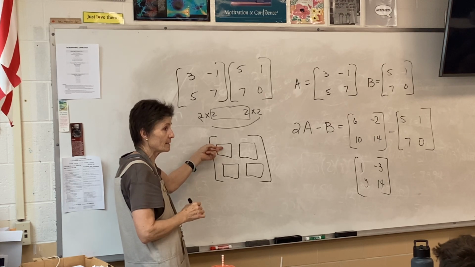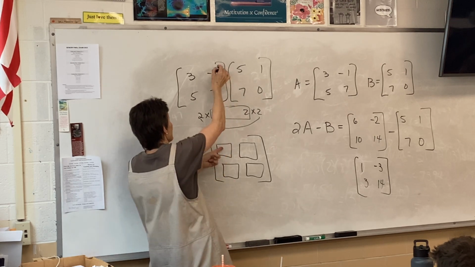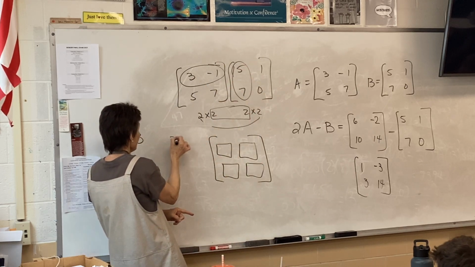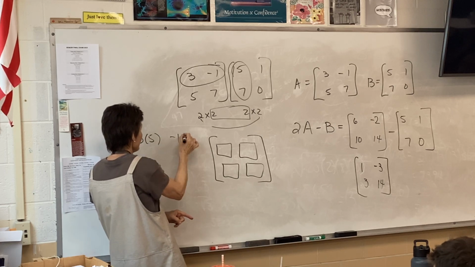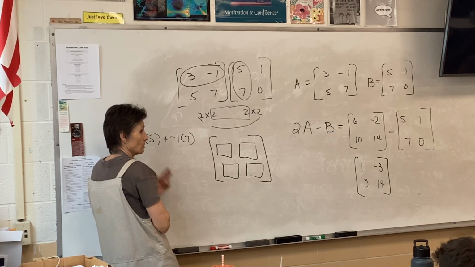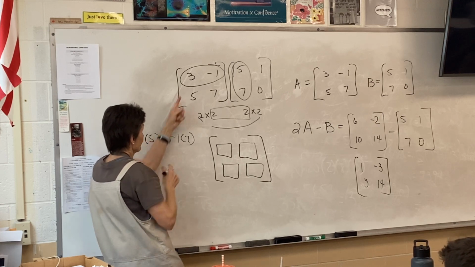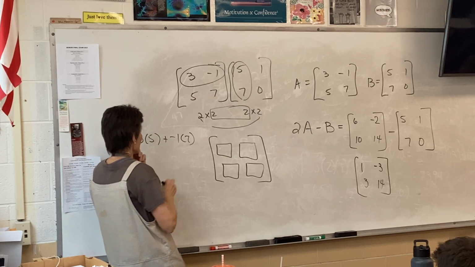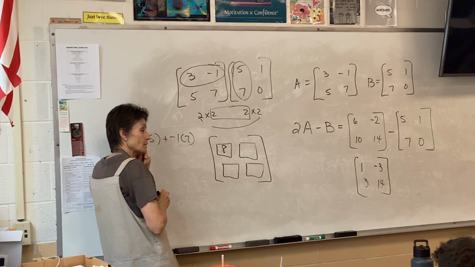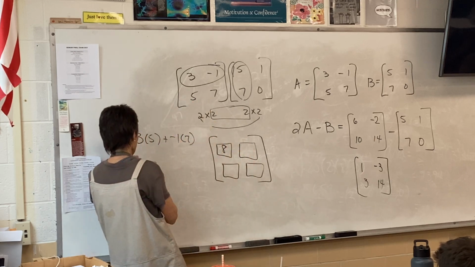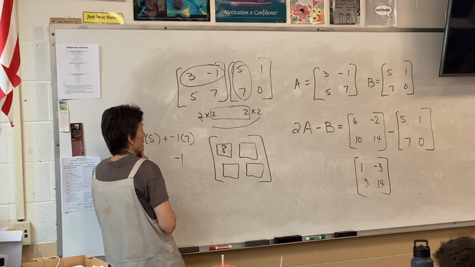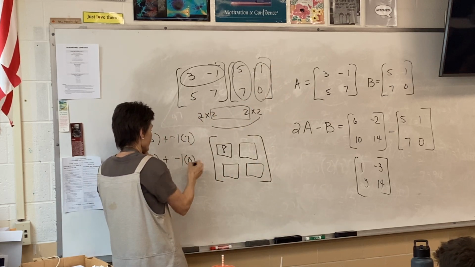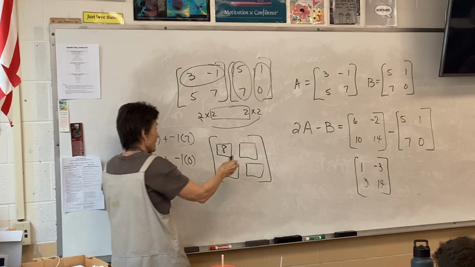Okay, how do we get that number right there? We take this row times this column. So 3, -1 times 5, 7. Multiply each pair, match them up. First and first, second and second, match them up, multiply and add. So that is 8. This one is also in the first row, but now I'm going to use the second column. So that is a 3.